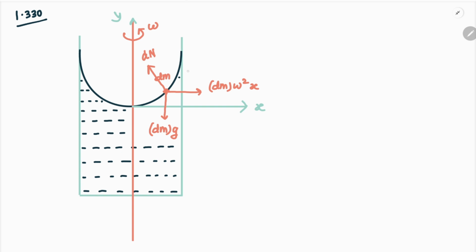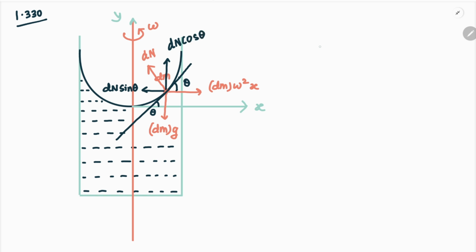And over here, if we draw a line of tangent like this, where this tangent is at an angle theta, this angle is also theta, then if we break the component of dn, we will have two components: one over here, dn sine theta, and in the upward direction dn cos theta.